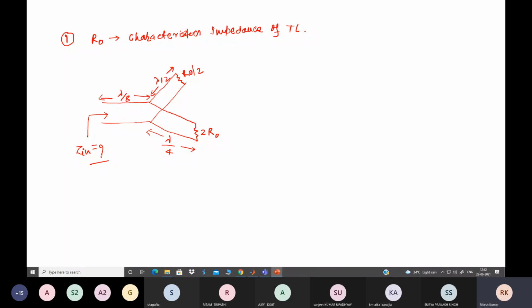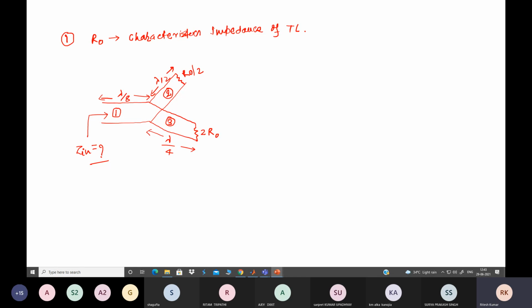Now how to calculate? See here, we have 3 different lengths of transmission line. So we should start from the right side here. This represents transmission line 1, suppose. This is the second transmission line, and this is our third transmission line. So one by one, first we will calculate the individual impedance of each transmission line, and then we will see whether they are connected in series or parallel. Based on that we can calculate the equivalent impedance.